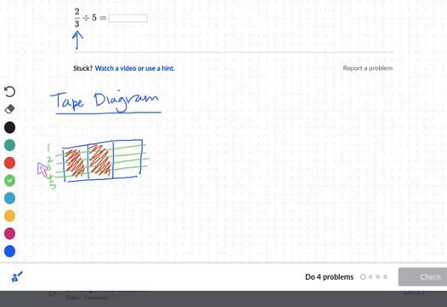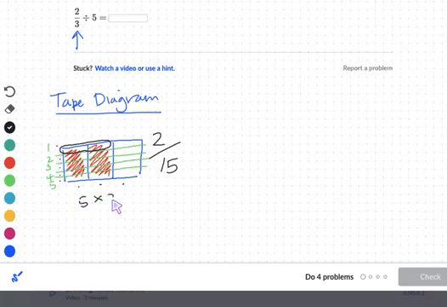So we want to know how much each person gets. Let's look at person 1. Person 1 has 2 parts out of the total. The total has 1, 2, 3. 3 plus another 3 is 6, plus another 3 is 9, plus another 3 is 12, plus another 3 is 15. So 2 out of 15. You could also multiply 3 by 5. 5 times 3 equals 15 total parts. This answer is 2/15. That's using the tape diagram method.